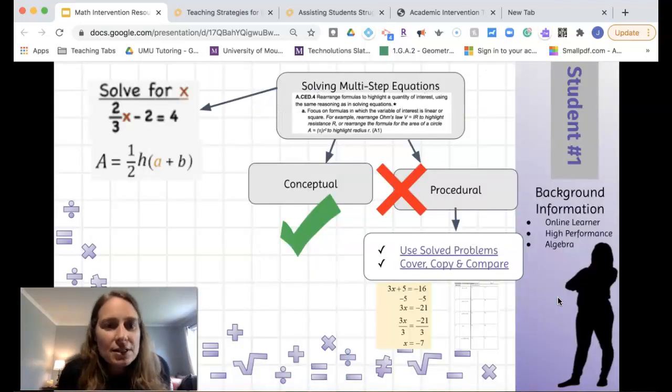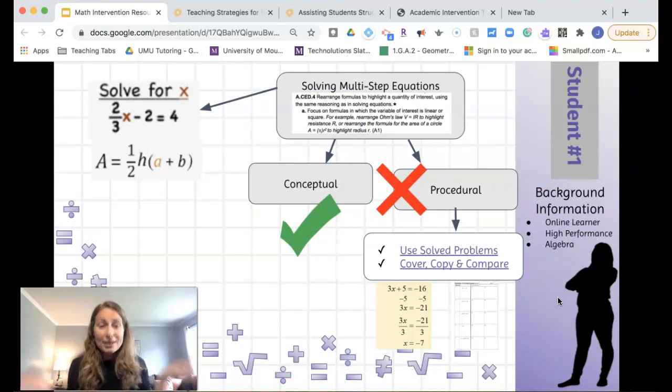Okay, the next thing that I want to talk to you about is our students again. So what did I do for them? Our first student, remember, was struggling with literal equations. She really didn't have the ability to show any steps or any procedure or any work. She just didn't know how to do it. It was something she never learned.